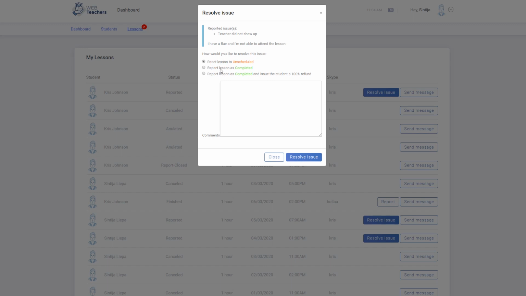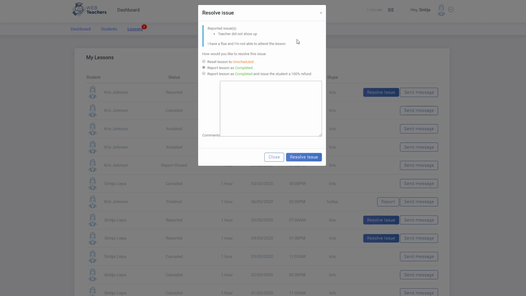The next option is report a lesson as complete. By selecting this option, the lesson will count as completed and the money will be sent to the teacher's WebTeachers account. It might also happen that it's not your fault that you cannot attend the lesson. Maybe the client did not show up. So you mark it like this.